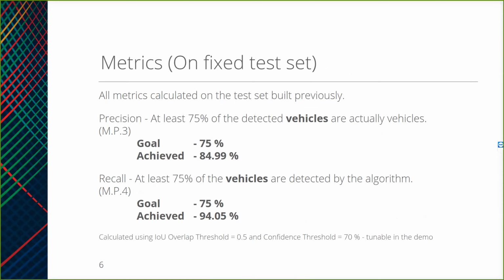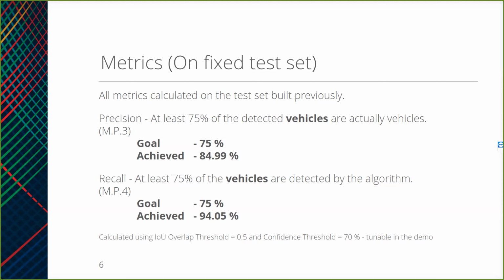So precision is, out of all the predictions that you make, the ratio of the correct true predictions against the false predictions. So we achieved 84.99. All these metrics are on the 672 images of the test set. We use that as the base for our calculation because it's a general randomized extracted data. So we got 84.99% precision and 94.05% recall.